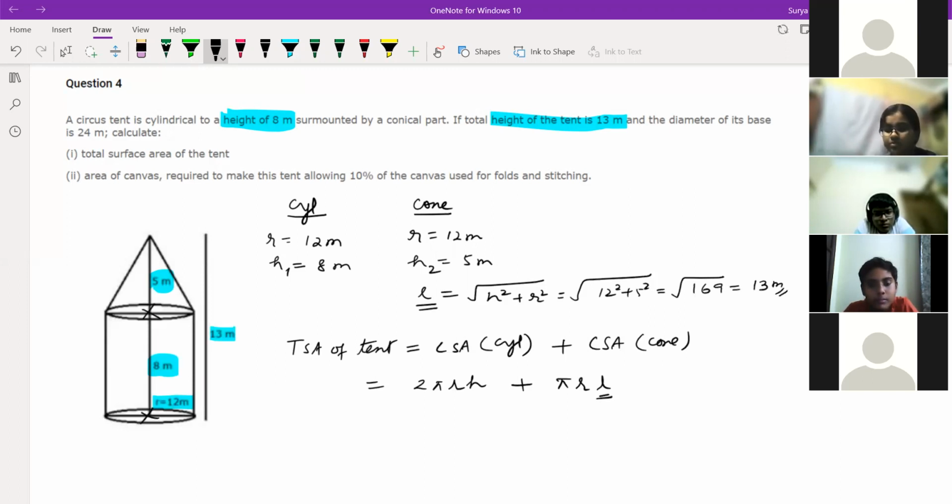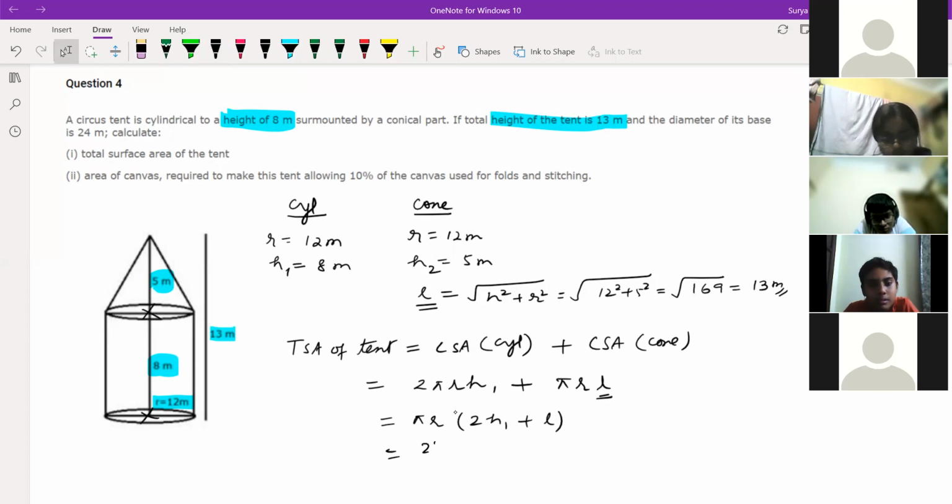Now put the values. R is the same, H1 we write here. So what can we take common? Pi and R we can take common, and we can write 2H1 plus L. Okay, now we can solve it easier.